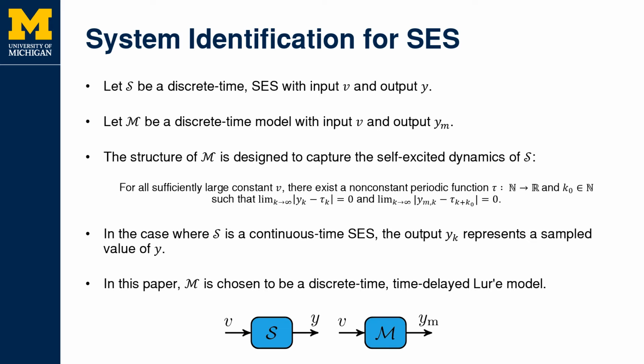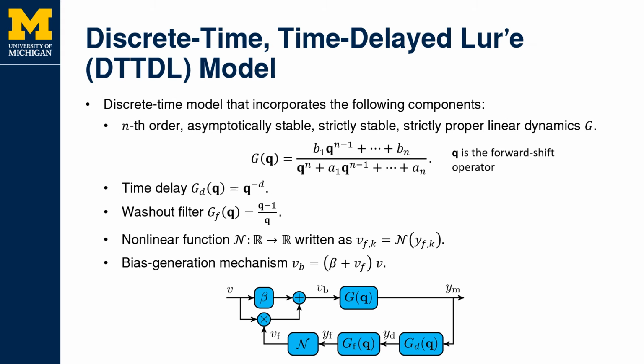S will denote a self-excited system, and M will denote a discrete-time model whose structure is designed to capture the self-excited dynamics of S. M is chosen to be a discrete-time time-delay Lur'e model. The DTTDL model incorporates an asymptotically stable and strictly proper plant G, a time-delay GD, a washout filter GF, a nonlinear function N, and a bias generation mechanism, arranged to form the positive feedback system shown in the block diagram.